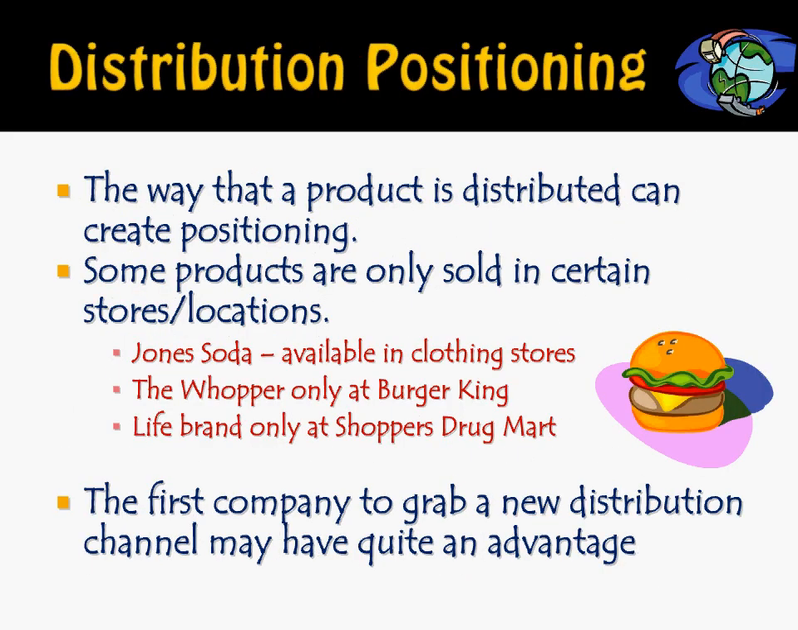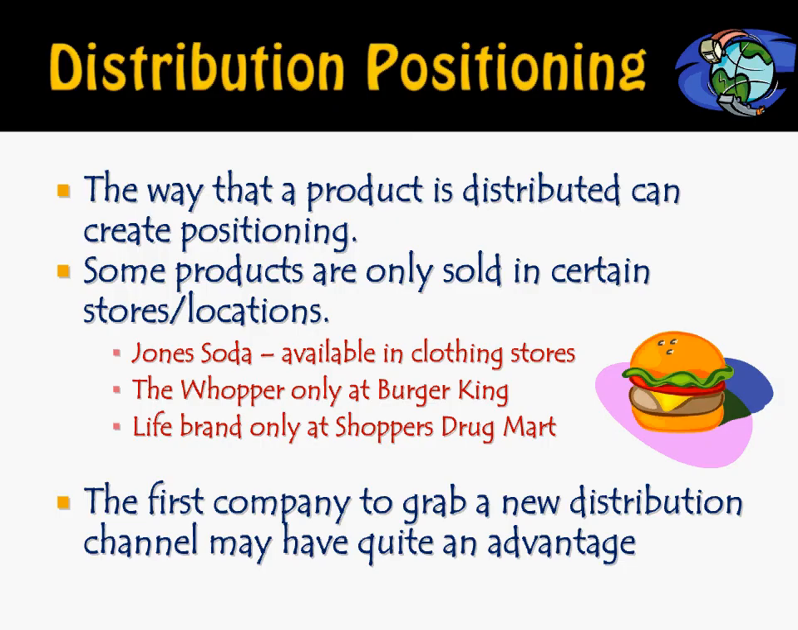Distribution positioning is all about where your product is available. If you can somehow position your product to say to consumers you can only buy it here, you have effectively achieved distribution positioning. Jones Soda, for example, is not available only in supermarkets or convenience stores. It's also available in some clothing stores. Whereas the Whopper and Life brand are only available at specific locations. These both are effective examples of distribution positioning.